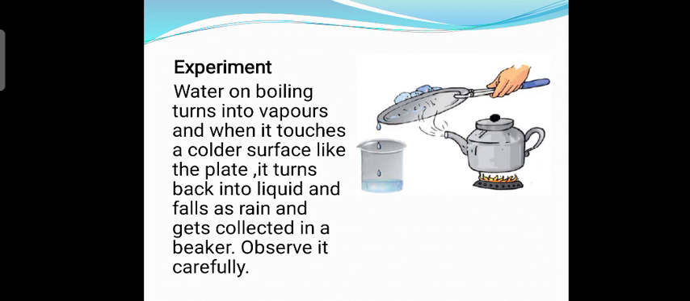For this, you have to take water in a pan and you have to heat it till the water starts boiling. Water on boiling turns into vapors, and when it touches a colder surface like the plate, it turns back into the liquid and falls as rain and gets collected in a beaker. Observe this experiment carefully. Students, you can pause your video for performing this experiment and again resume the video for the further discussion.